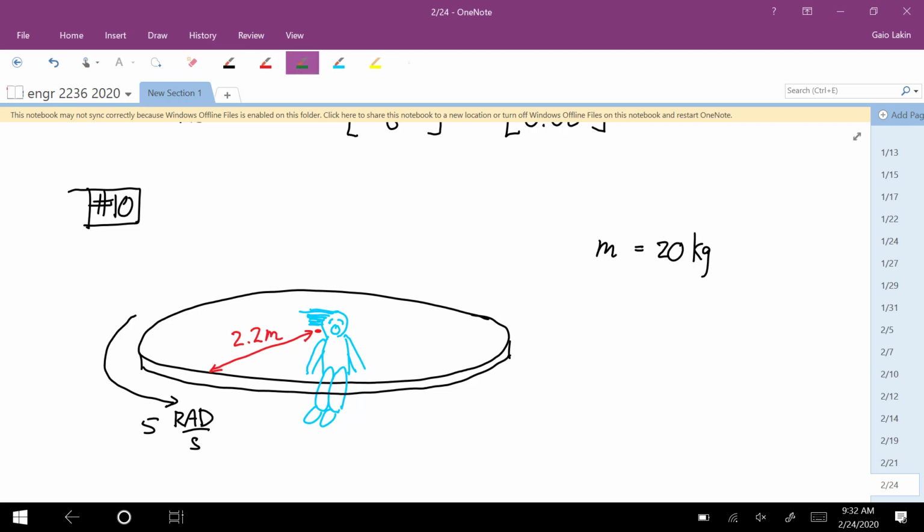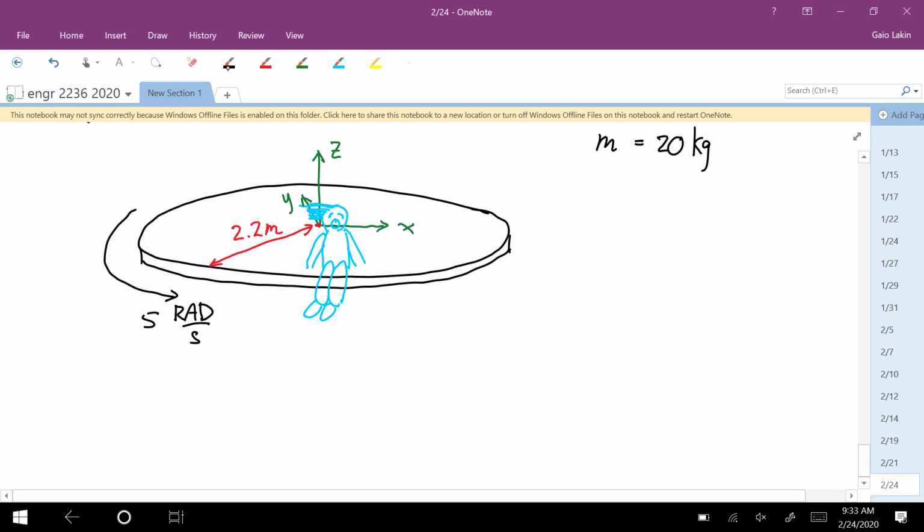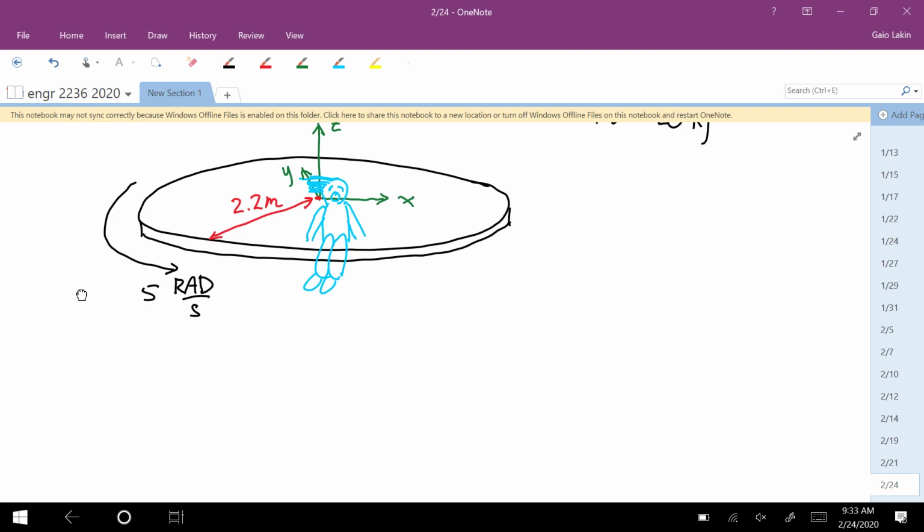Okay, so let's choose a coordinate system that's like x this way, y this way. So the child, the way I have it drawn, is sitting right at negative 2.2 y, and then z up. The first thing we have to do is figure out the acceleration of the child.